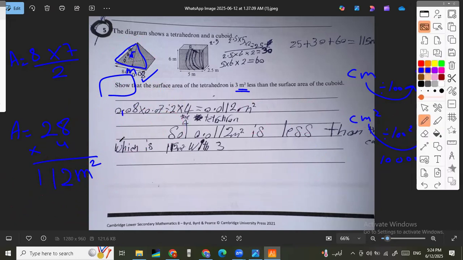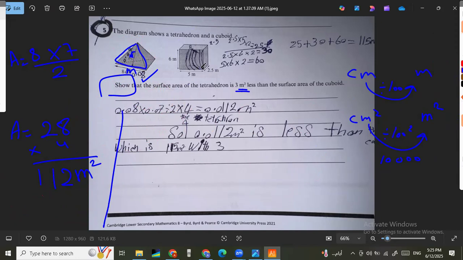Then I go to the cuboid, and we do what? We do 5 multiplied by 6. And then you double it. Why? Because I got the area of the front, so double it for the front and the back. So 30 multiplied by 2 is 60. Plus, get the area of the bottom, which is 5 times 2.5, which is exactly 12.5. Double it for the bottom and the top, so it's 25.